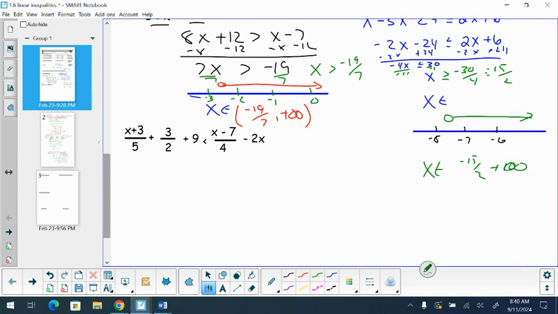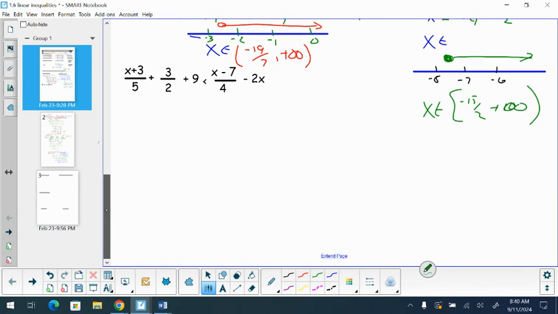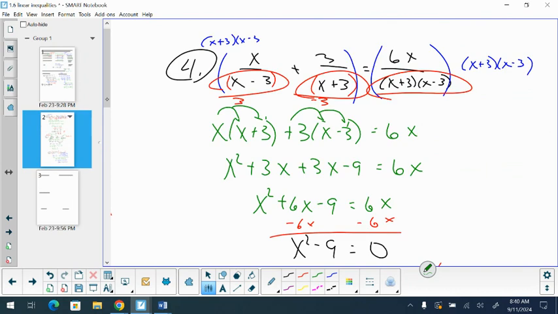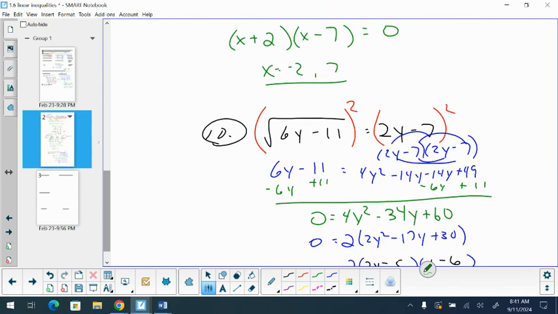Parenthesis or bracket at negative 15/2, Kendall? Bracket here because, oh, that should be a solid dot, my bad. We have a bracket there. And a parenthesis at positive infinity still. Okay, we can throw fractions into this.